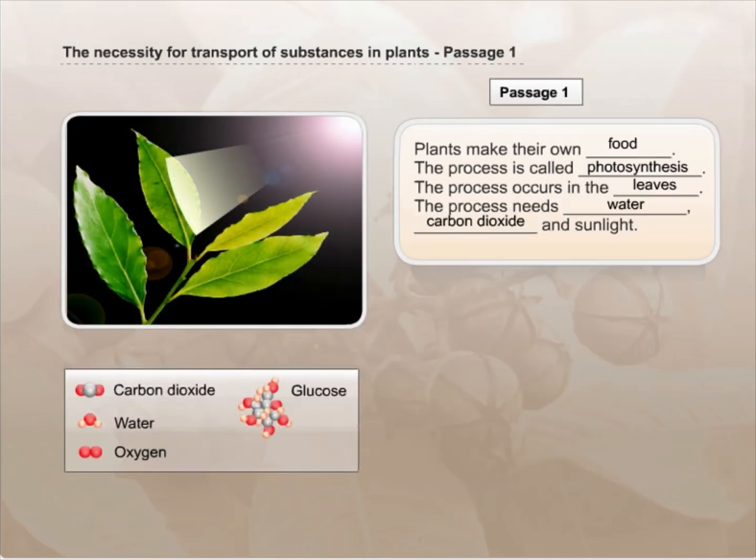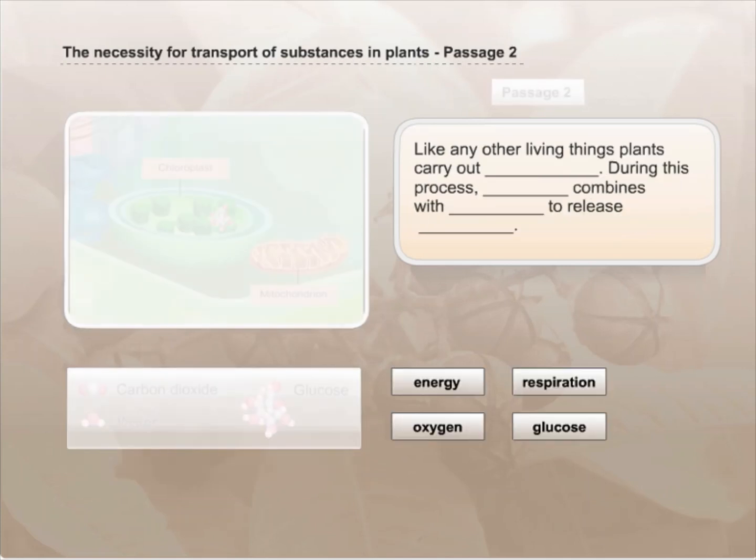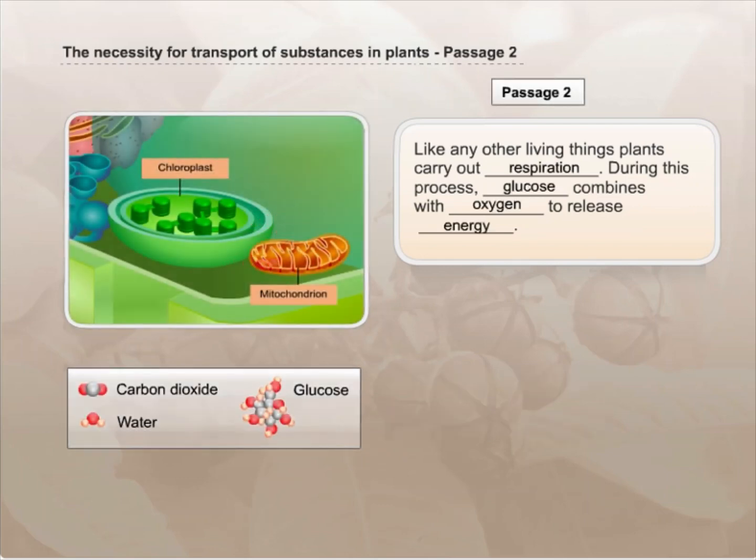Excellent! Plants make their own food. The process is called photosynthesis. The process occurs in the leaves. The process needs water, carbon dioxide, and sunlight. Excellent! Like any other living things, plants carry out respiration. During this process, glucose combines with oxygen to release energy.